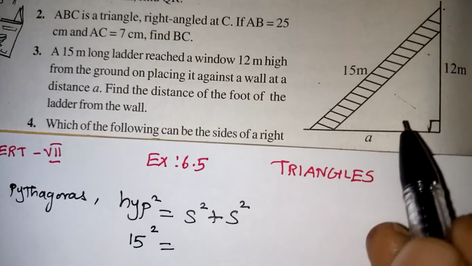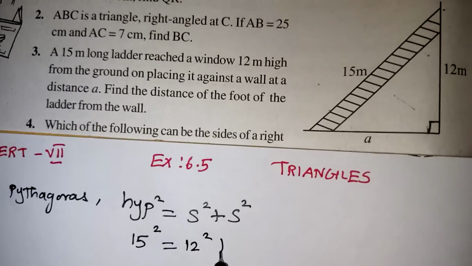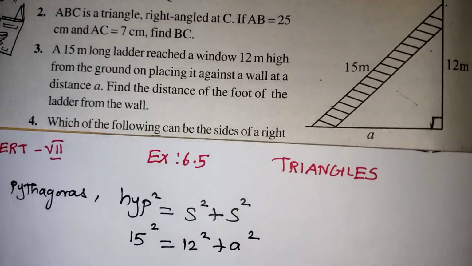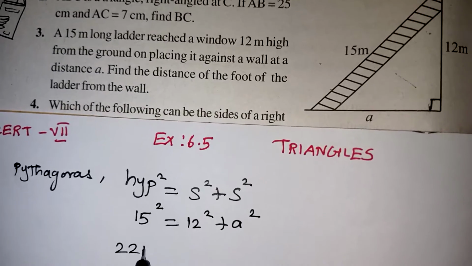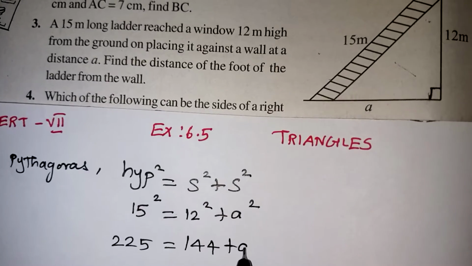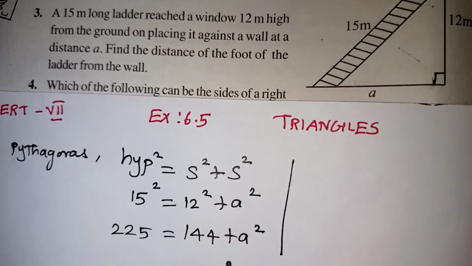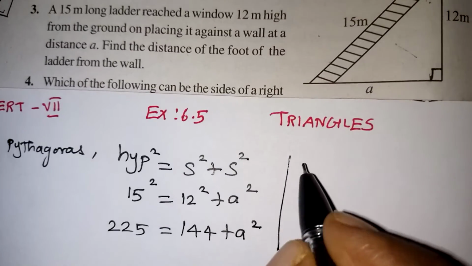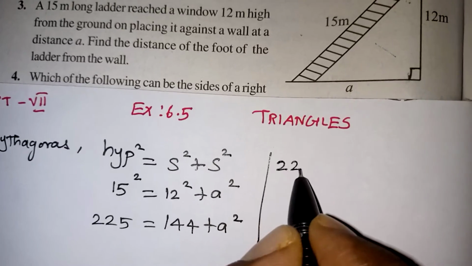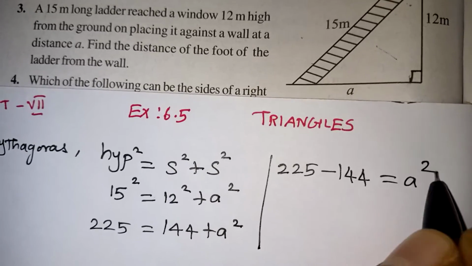One side is 12, the another side is A. So one side is 12 squared, the another side is A squared, we have to take it. 15 15s are 225 which is equal to 12 12s are 144 plus A squared. Our aim is to find the A value only. So we have to take the plus 144 to that side, that will become minus 144. So 225 minus 144 equal to A squared, we can write it.